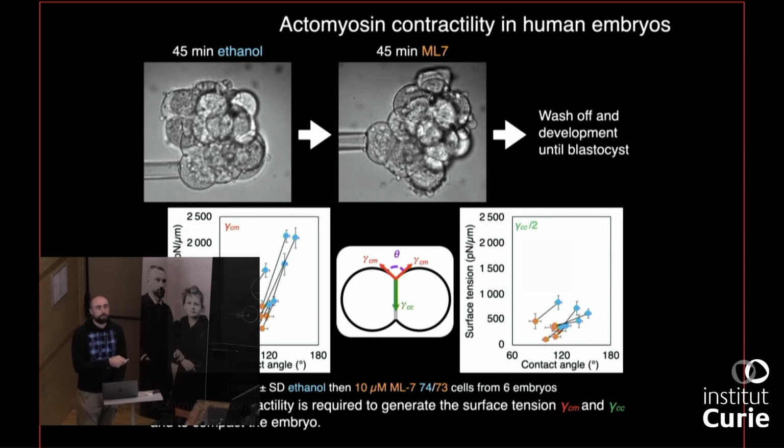Okay? But what we conclude from this is that actomyosin contractility is what generates this tension gamma CM and gamma CC. Okay? So because gamma CM is what drives compaction, actomyosin contractility is what drives compaction in human embryos.